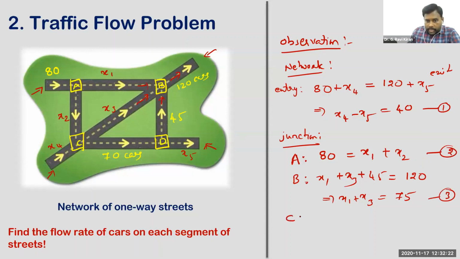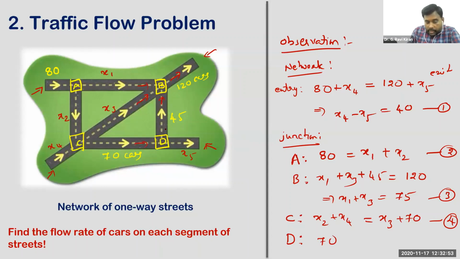Now similarly at junction C, the amount of vehicles moving towards C is exactly equal to X2 plus X4. And the amount of vehicles moving away from it is X3 plus 70. Right? You can simplify this, from which you will get one more equation. Now if you take similarly junction D, the amount of vehicles coming towards D is actually 70, right? See in this direction.